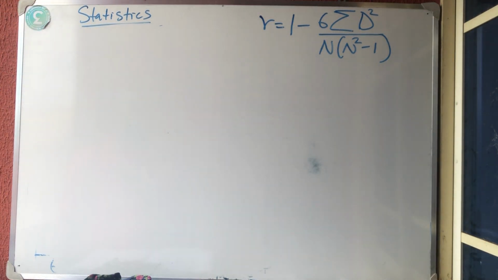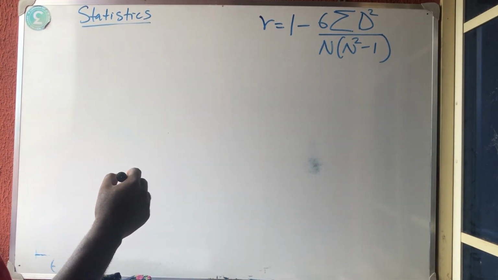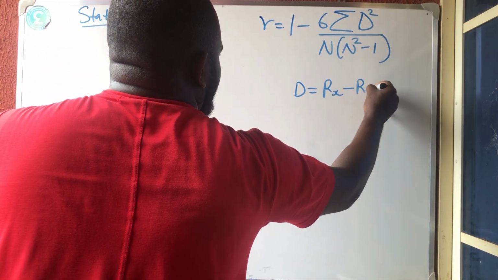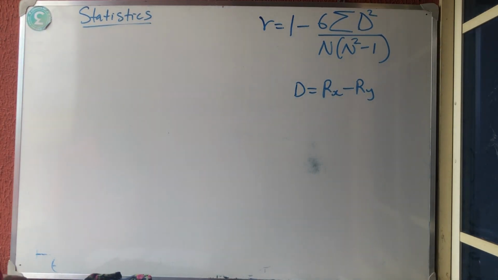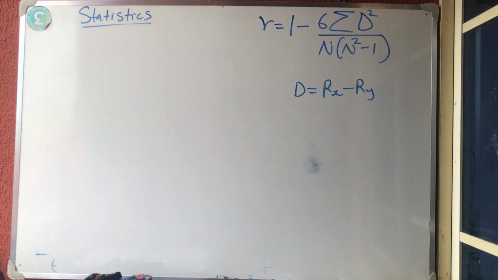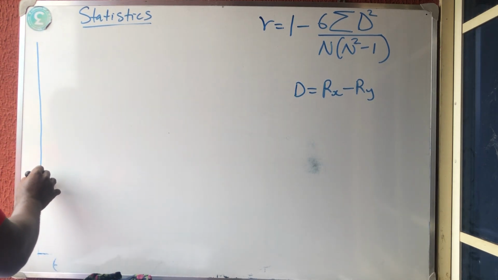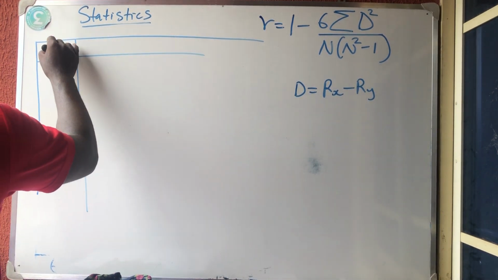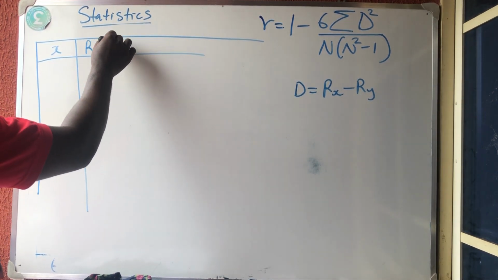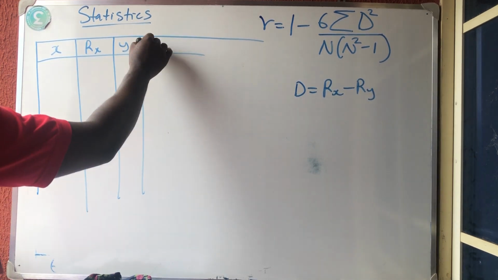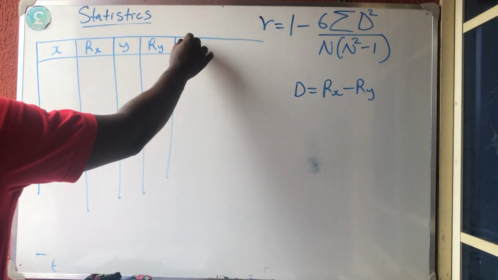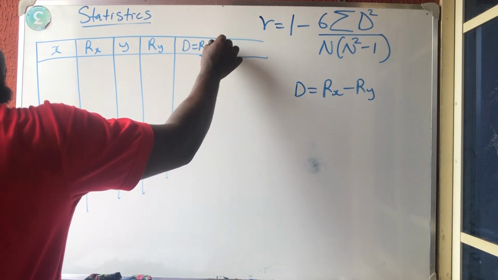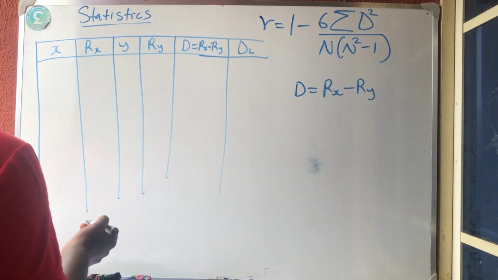So we need to get our D squared. And how do you get the D squared? D is simply the rank of x minus the rank of y, and you know how to compute it. So let us compute it. To compute it now, let me write this thing again, my x and y. This is my x, my rank of x, my y, my rank of y, then my d, okay, which is equal to what? Rank of x minus rank of y. Then finally I need my d squared, and that's the only thing I need.